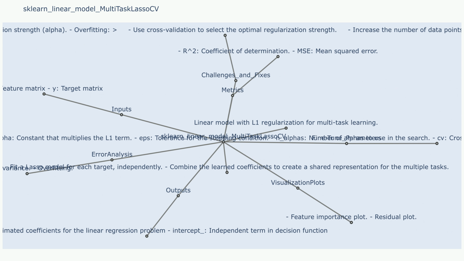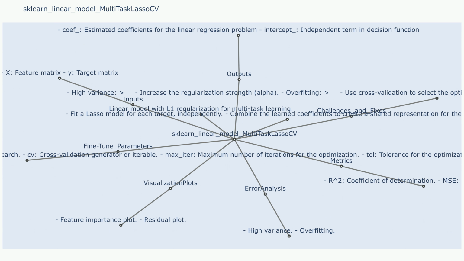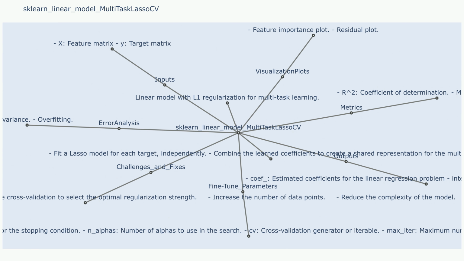Visualization plots: Coefficient plots plot the coefficients of the learned model for each feature and task to visualize the sparsity pattern and the relationship between features and response variables. Prediction plots plot the predicted values against the actual values for each task to visually assess the model's performance.